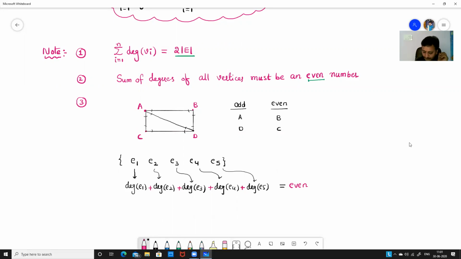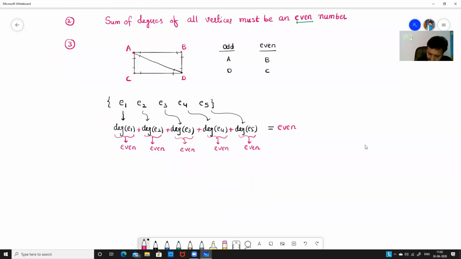Please listen. Suppose assume that the degree of E1 is even, meaning the degree of E1 is an even number. Similarly, the degree of E2 is also even. Assume the degree of E3 is also even, the degree of E4 is also even, and the degree of E5 is also even. If I take all even numbers, the sum of all even numbers is again an even number. So obviously it is correct. The sum of all even numbers is always an even number. It is correct. Okay, second case, that is case number one.